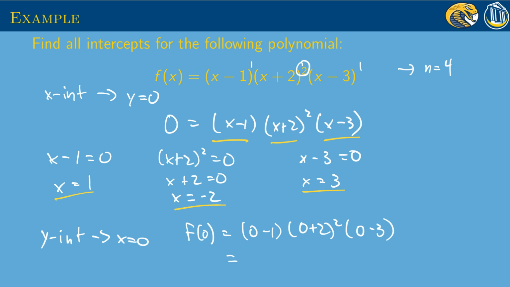If we evaluate this, this gives us negative 1 times 2 squared times negative 3. That's going to work out to be positive 12. Every polynomial has only a single y-intercept. This one is y equals 12.